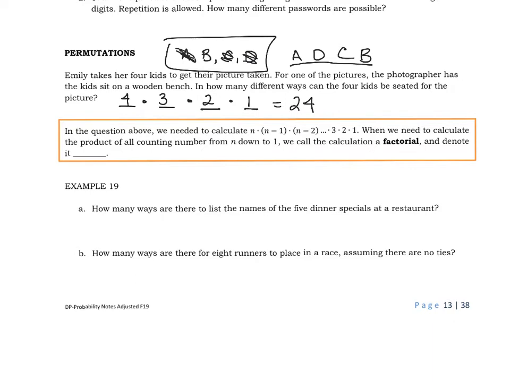So we're going to talk about factorial, and this is a special permutation because we're going to utilize all of the elements. In the question above, we needed to calculate the number of items we had, and then 1 less, and then 2 less, all the way down to just 1 left. When we need to calculate the product of all counting numbers from n down to 1, we call the calculation factorial, and we denote it with the factorial symbol.